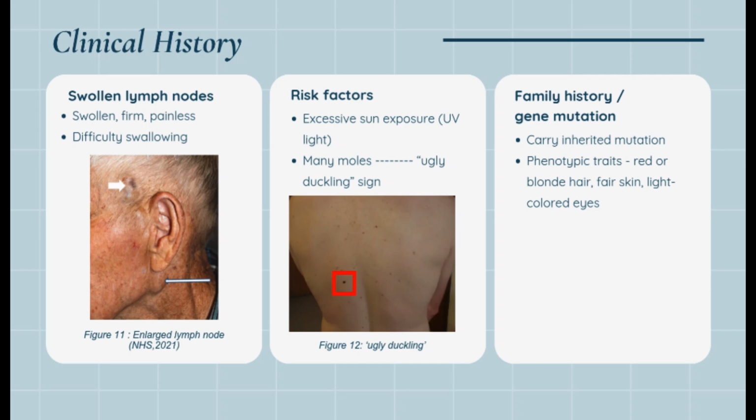The last one is family history or gene mutation. It can carry inherited mutation from the parents. If they have phenotypic traits such as red or blonde hair, fair skin and light-colored eyes, then they have more potential to get this cancer.